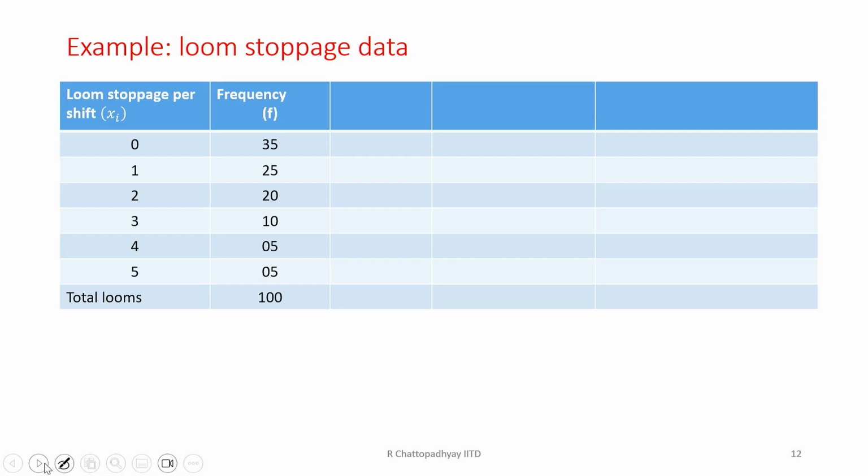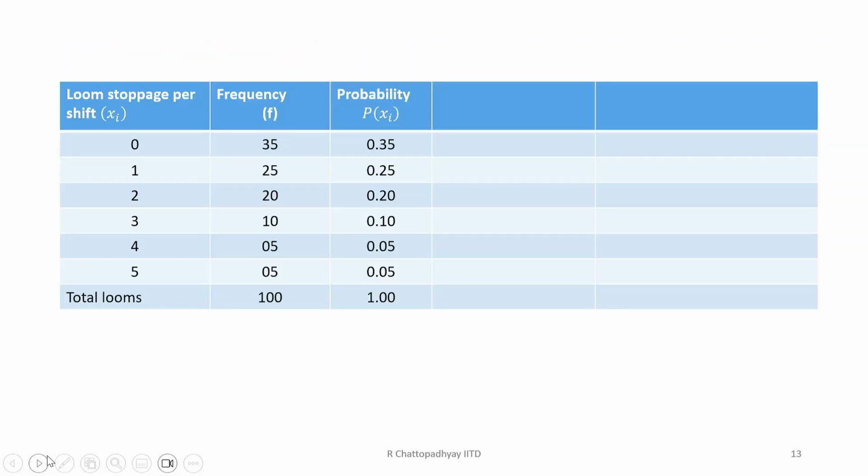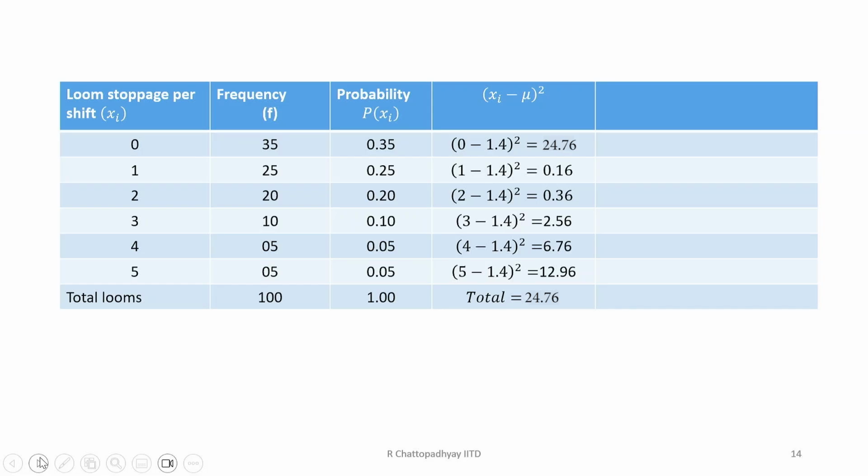Now for the same example, if we want to find out what is the variance, then we will go like this. So we find out the probabilities, we make the third column. Probabilities are nothing but relative frequency. Then, we know we have calculated the mean earlier, so we find out the different deviations and square values here.